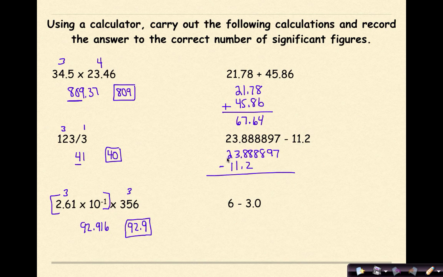So when I subtract these two, I get 12.6888897. But again, I can only go out one decimal place. So I will take the 8 into consideration and round up. So my final answer for this one is going to be 12.7. And then finally, the last one on this page, 6 minus 3.0.